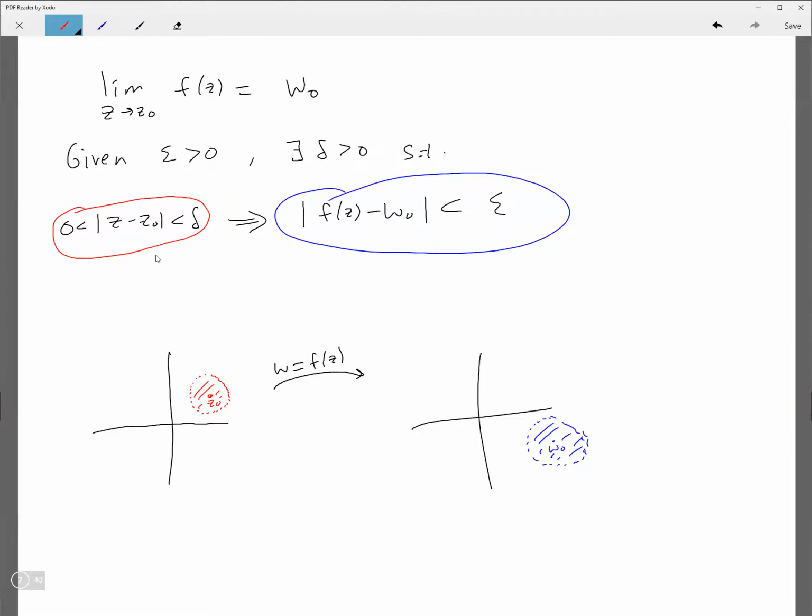Okay, so this is called a neighborhood of z naught. And this is called a neighborhood of epsilon. Okay, and that's how that works. It's in terms of neighborhoods.